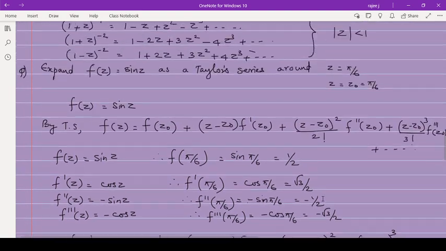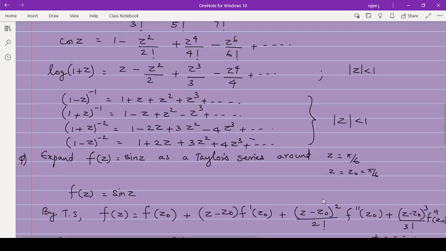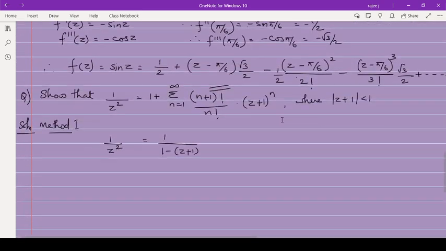So we can use any one of these four formulas. Here if mod of z is equal to 1, mod of z is less than 1. So we have all these four series, okay, expansion. Out of that one I am going to use that one, because here z plus 1 is less than 1.